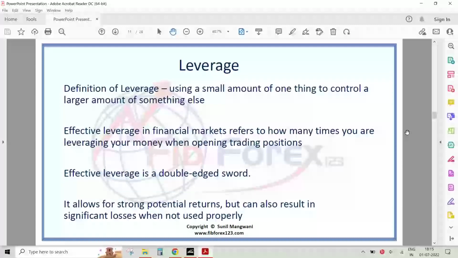So, let's start with leverage. Let's have a look at the concepts of leverage and margin, right? So, what exactly is leverage? Definition: you use a small amount of one thing to control a larger amount of something else. Now, in the financial markets, leverage refers to how many times you're leveraging your money when you open your trading positions. So, leverage can allow strong potential returns, but can also return significant losses when not used correctly.